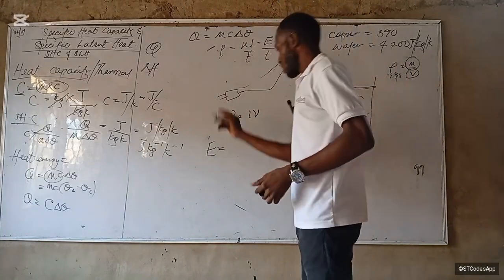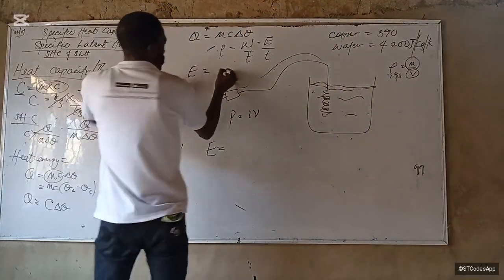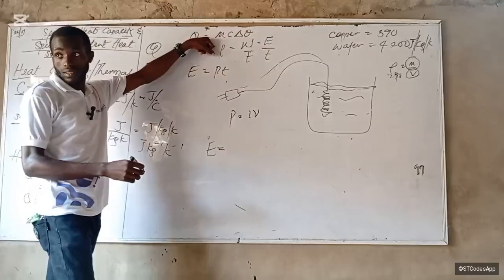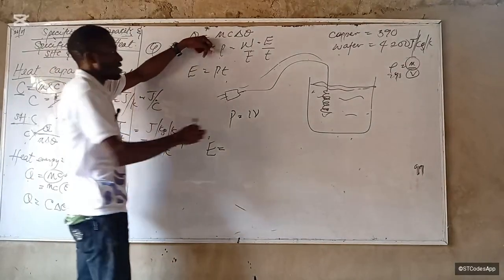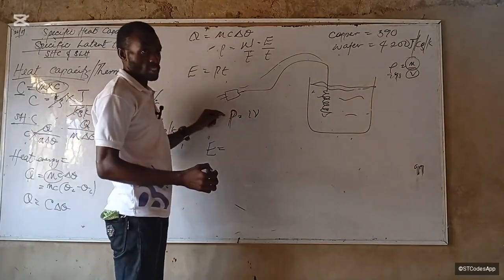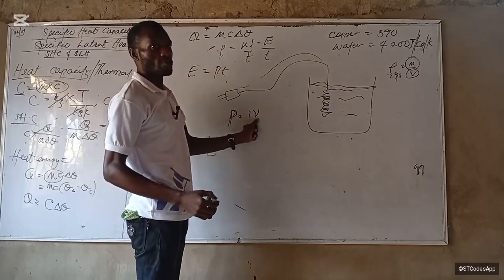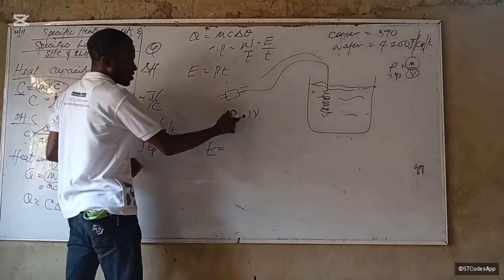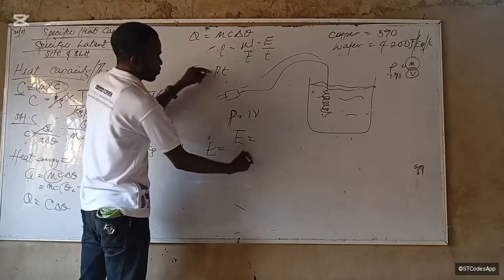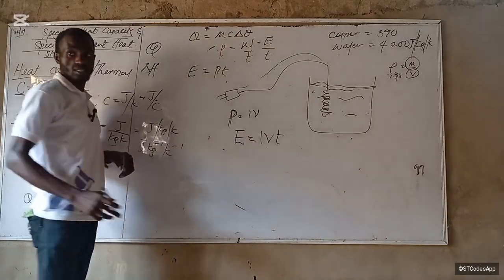So in this case, energy is going to be what? Power times time. Does that make sense? Is it clear first? All right. So in electricity, we know that power is current times voltage. So E can therefore be equal to power, which is IV, that is IVT. Does that make sense?